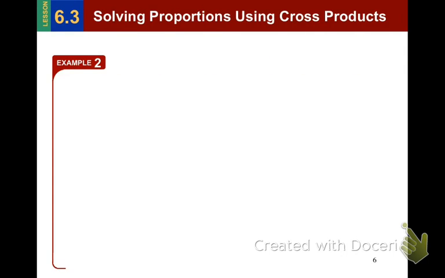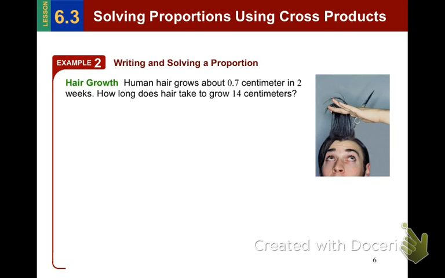Example 2. In this case, we're going to actually set up and write a proportion. So here's the problem. Human hair grows at 7/10 of a centimeter in 2 weeks. How long does hair take to grow 14 centimeters? So there's an implied rate. The rate is the 7/10 of a centimeter in 2 weeks, and we can write that as a ratio.